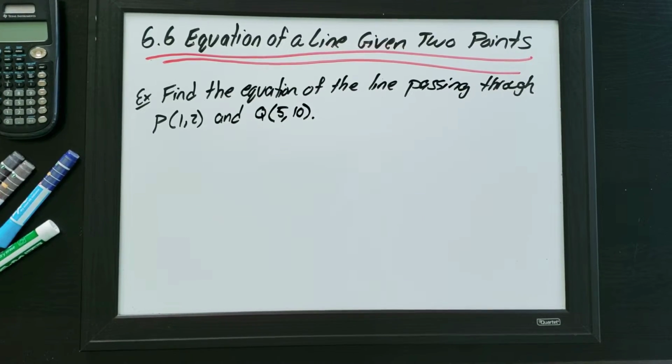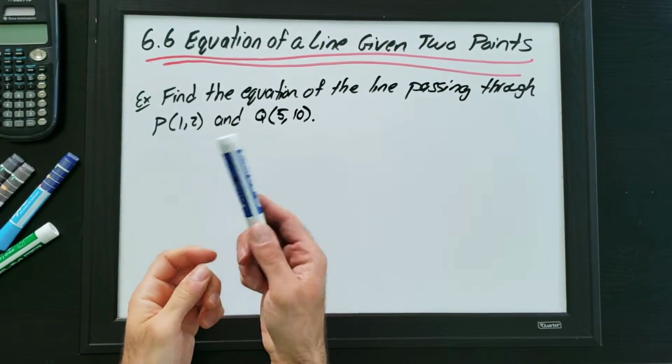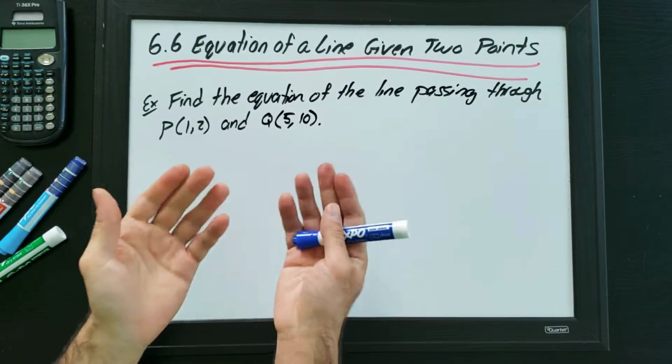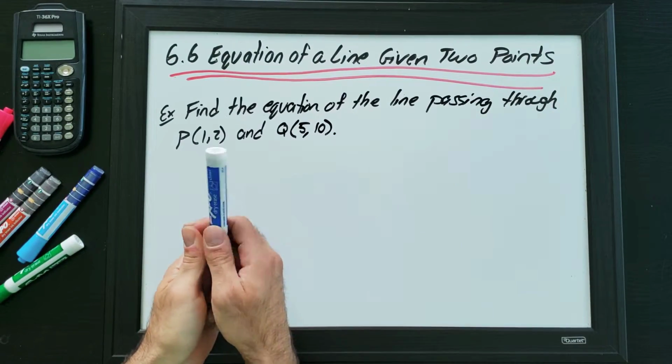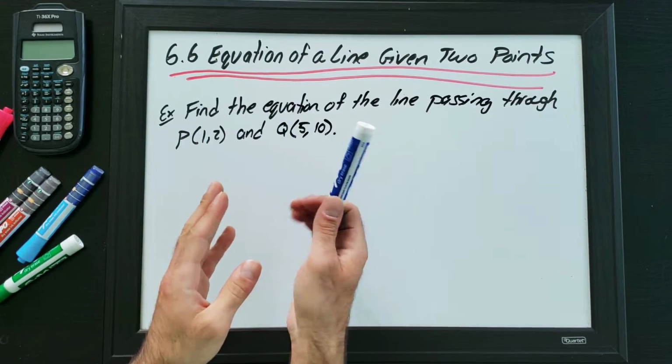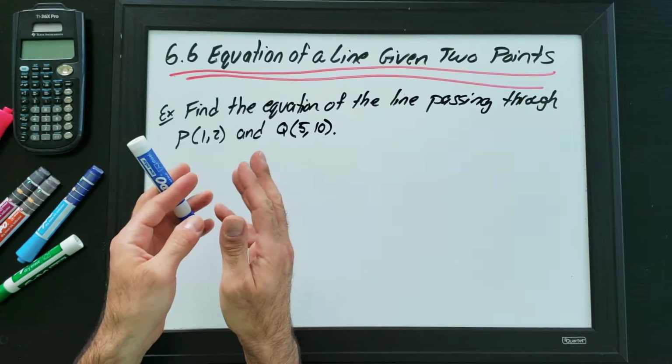All right, in 6.6, we're going to find the equation of a line given 2 points. So we keep stacking up the difficulty here because there's always one more step as we move through the sections 6.5, 6.6. So if you didn't watch 6.5 or didn't understand 6.5, this is going to be pretty challenging for you because this is just more difficult than 6.5.